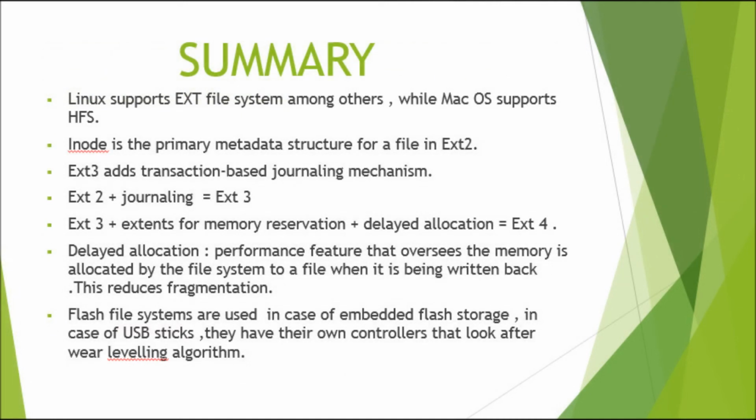Summary: Linux supports the ext file systems among others, while Mac OS supports HFS. The inode is the primary metadata structure for a file in ext2. ext3 adds a transaction-based journaling mechanism. ext2 plus journaling is equal to ext3. ext3 plus extents, memory reservation, plus delayed allocation is equal to ext4. Delayed allocation is a performance feature where memory is allocated by the file system to the file only when it is being written back. This reduces fragmentation.